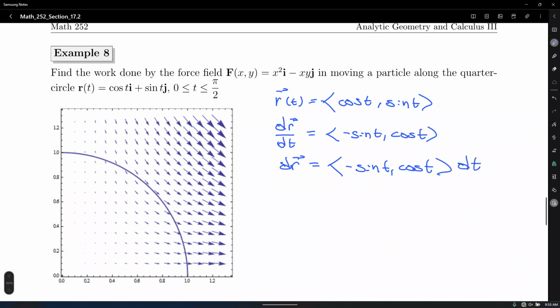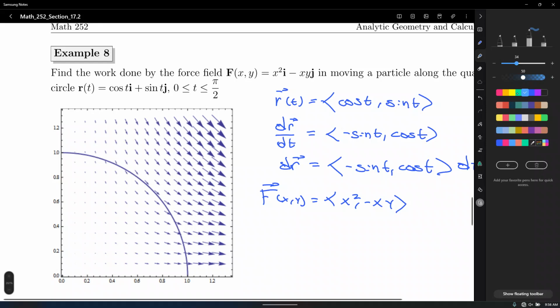Okay. So we're given a force field, big F of x, y, which is x squared, negative xy, right? So, because our line integral depends on t, we need to do a little bit of work with this force field, which is given as a function of two variables. We're going to reduce this two-variable function, or potentially a three-variable function, into one single variable function. That is, we're going to write all instances of x and y in terms of t's.